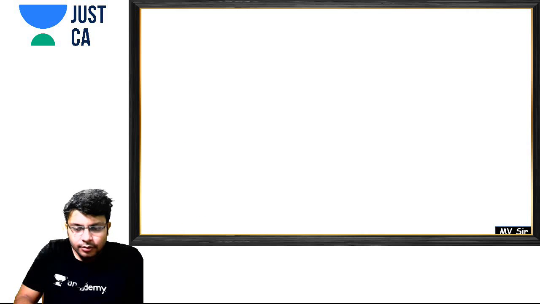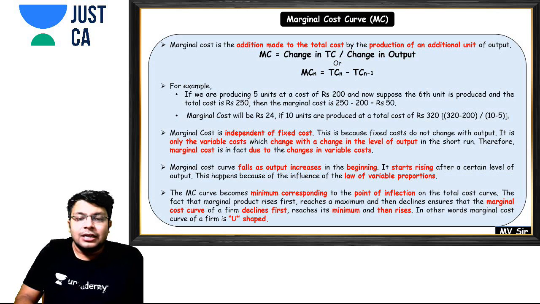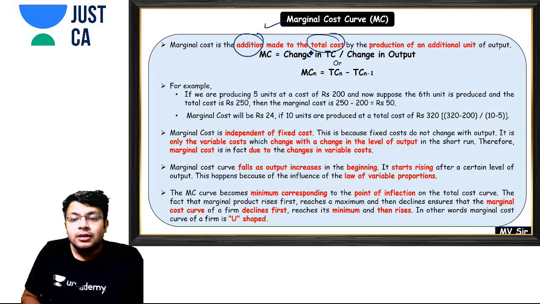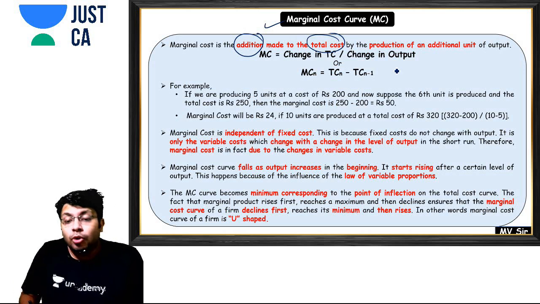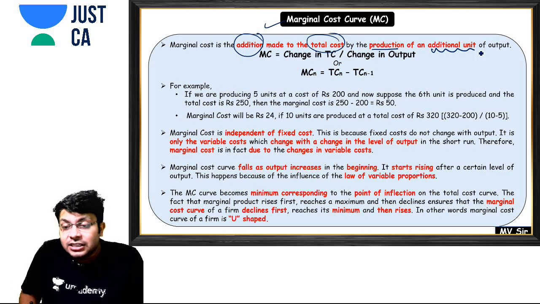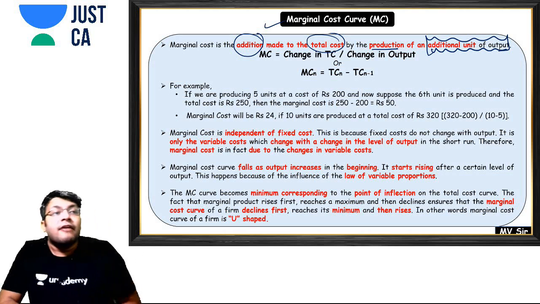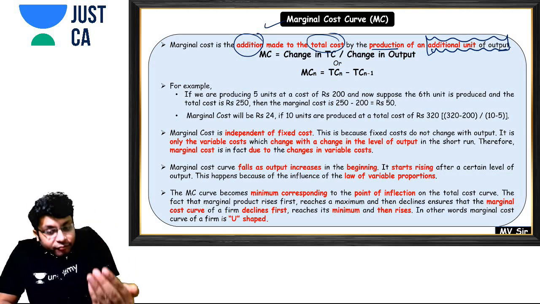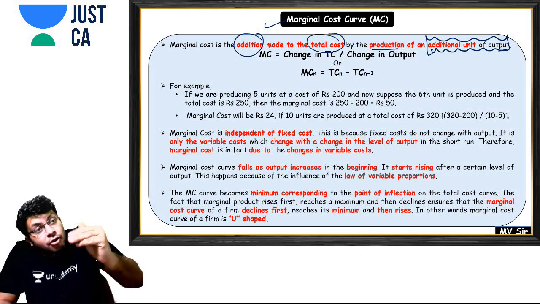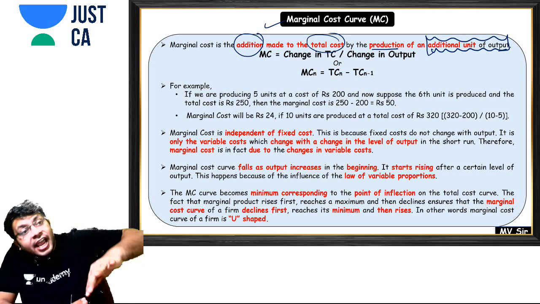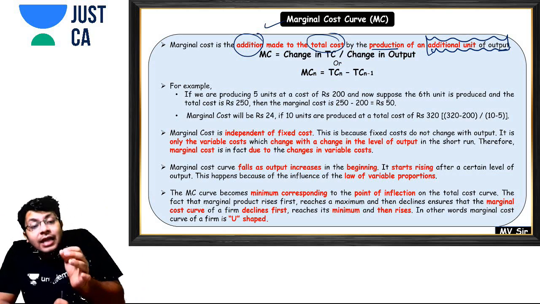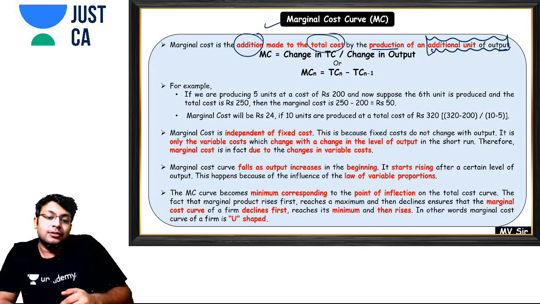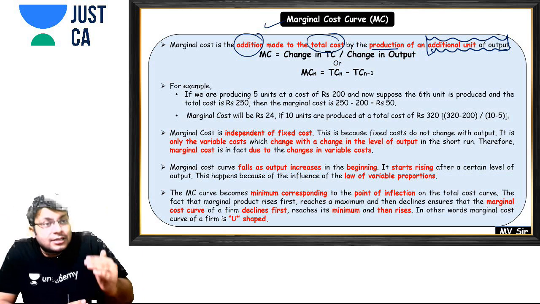Next is the marginal cost curve. What do you mean by marginal cost? The addition made to the total cost by production of an additional unit of output. So if you produce one additional unit, what change in your total cost will you have? That is called marginal cost. What will be the increase in your total cost?